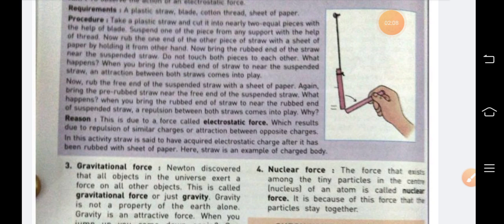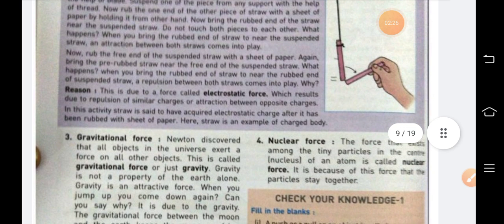We will see that when we bring the rubbed end of straw near the suspended straw, an attraction between both straws comes into play. Why? Because there is attraction. Now rub the free end of the suspended straw with a sheet of paper. Again bring the pre-rubbed straw near the free end of the suspended straw.